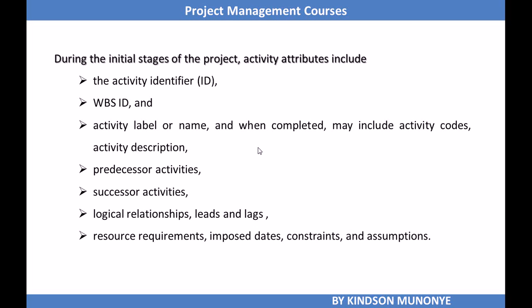Still on activity attributes, during the initial stages of the project, activity attributes include the activity identifier, WBS ID, and activity label or name, and when completed may include activity codes, activity description, predecessor activities, successor activities, logical relationship, leads and lags, resource requirements, imposed dates, constraints, and assumptions. So you see that these attributes are quite detailed. So much information is given about the activity.